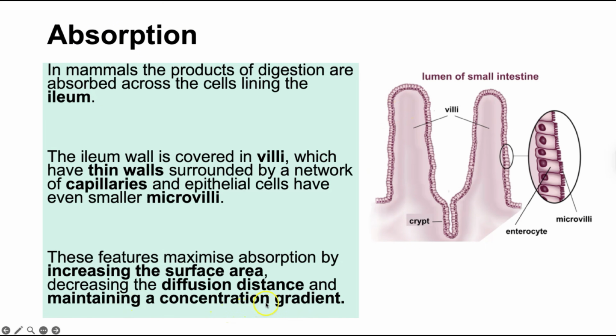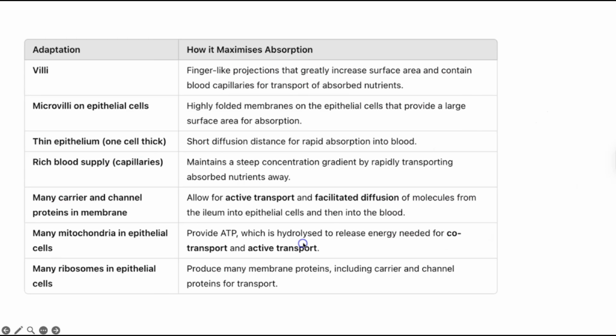Maintaining the concentration gradient is also because of that capillary network, because any digested food molecules that do get absorbed are transported away in the blood in the capillaries. Now, I've also got a table of adaptations listed here that I repeatedly have seen come up in the mark scheme. So you can screenshot this, turn it into a flashcard.